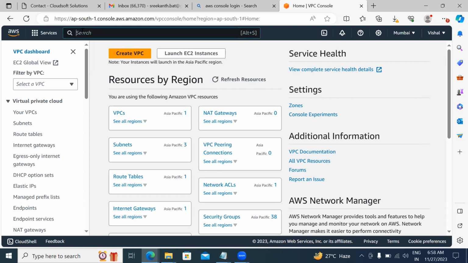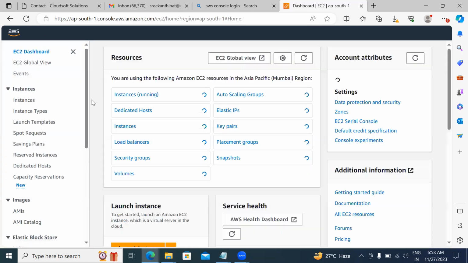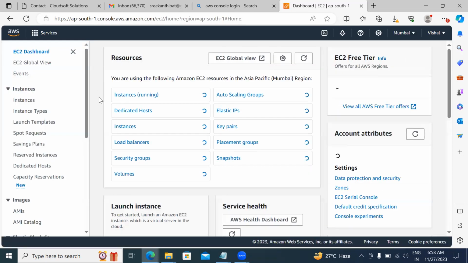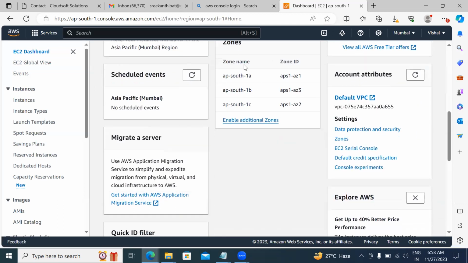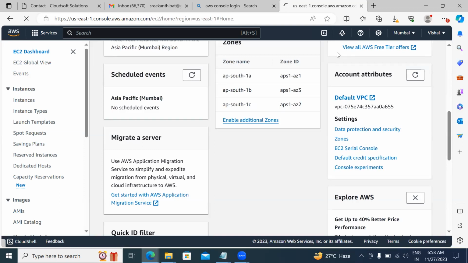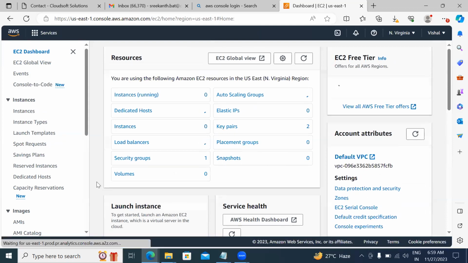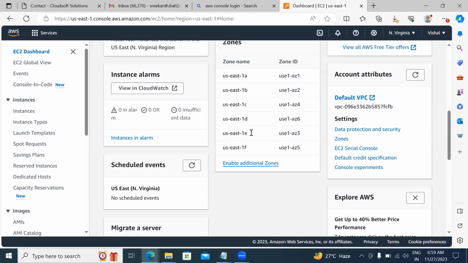Say you go to EC2. If you go to the EC2, here you are going to get it. You got it right here. So you go to North Virginia, you will get 6. Okay. US East 1A, 1B, 1C, 1D, 1E, 1F.